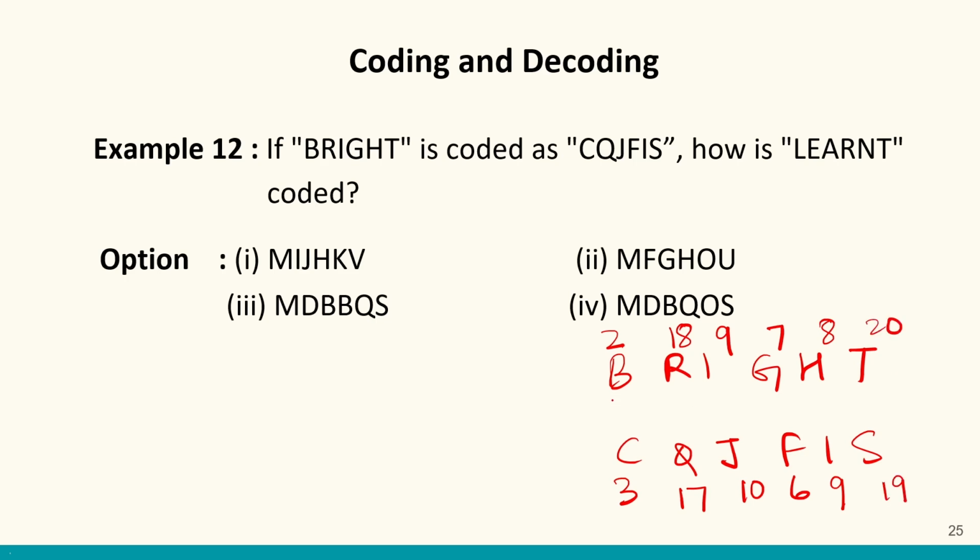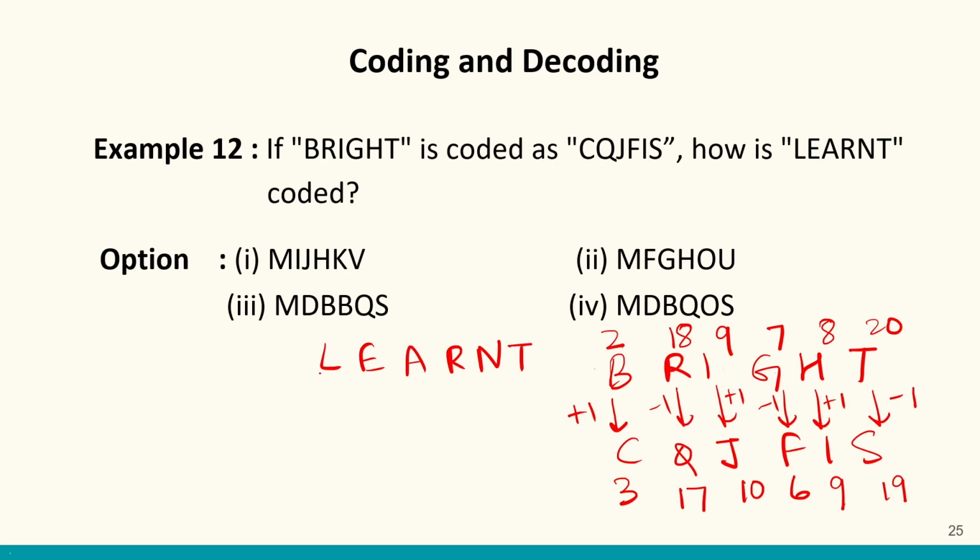So here I can see it's a +1 situation. Here -1, +1, -1, +1, and then again -1. So all the odd positions, first place, third place, and fifth place is moving one position forward, and all the even positions, second place, fourth place, and sixth place is going one position backward. So similarly, we have to find the code for learnt.